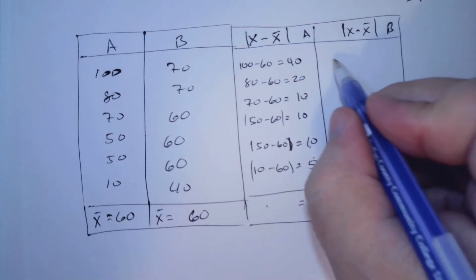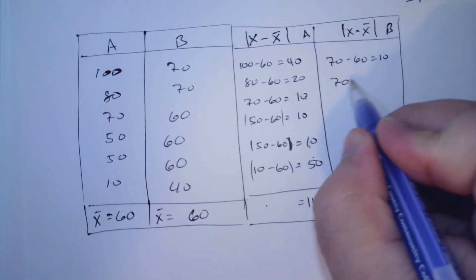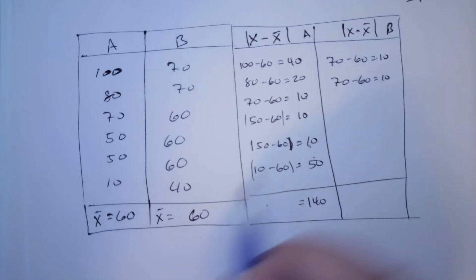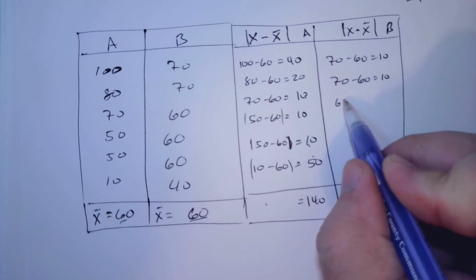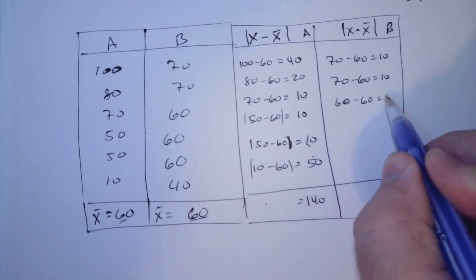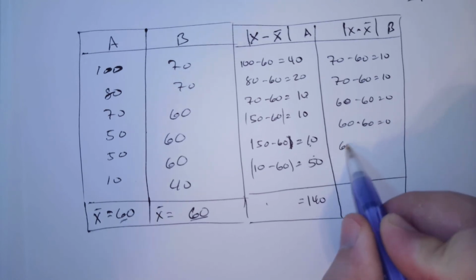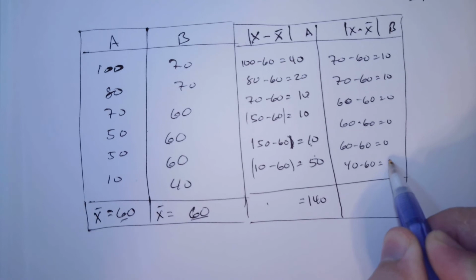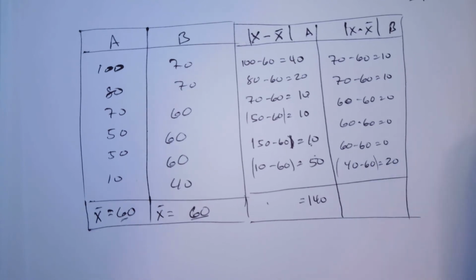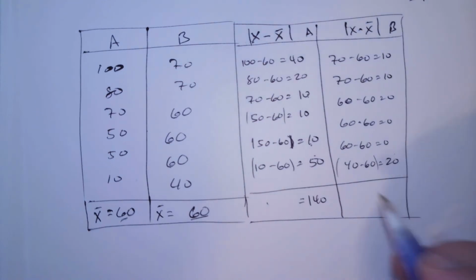Now, same thing on the next one. We have 70 minus 60 is 10. 70 minus 60 is 10. I'm getting the 60s from here. 60 minus 60 is 0. 60 minus 60 is 0. 60 minus 60 is 0. 40 minus 60, absolute value is going to be 20. So add up those, we get 20, 30, 40.